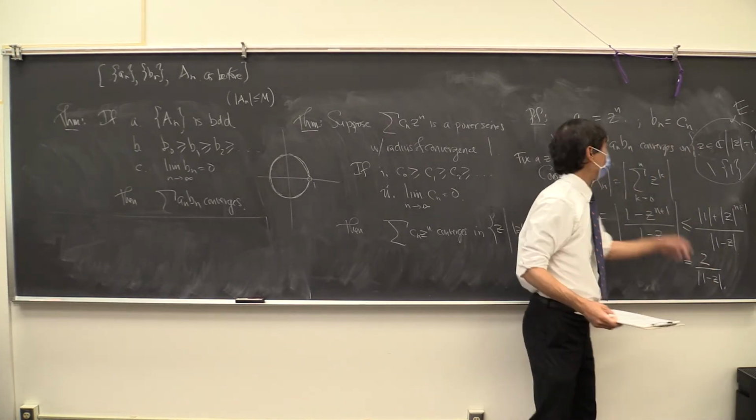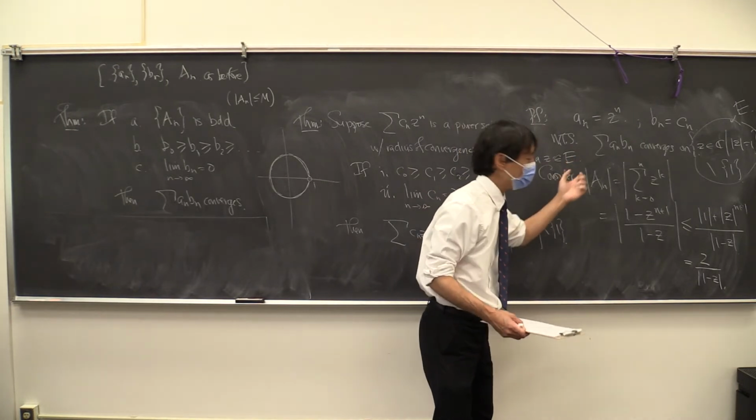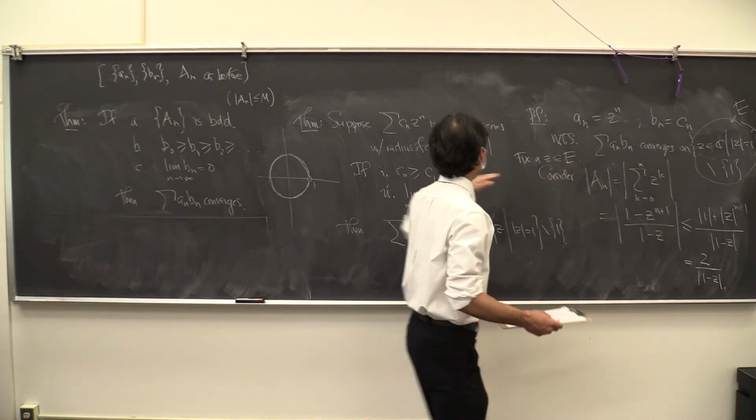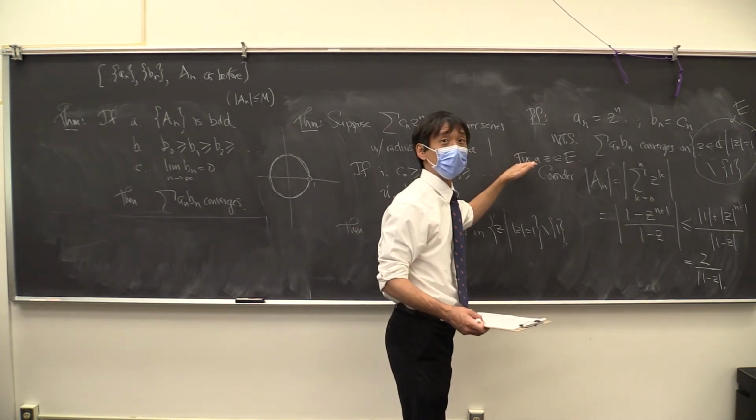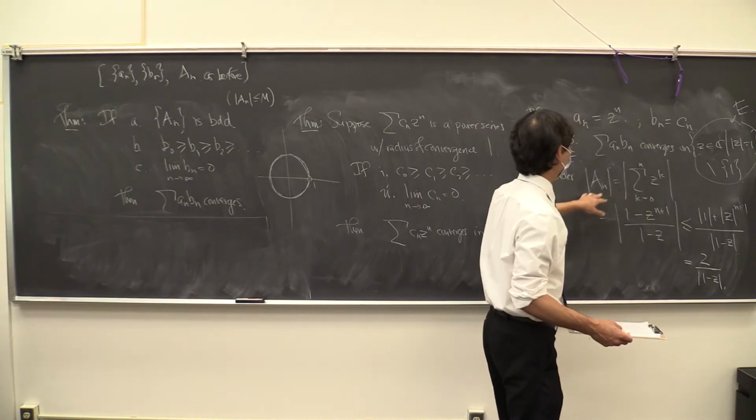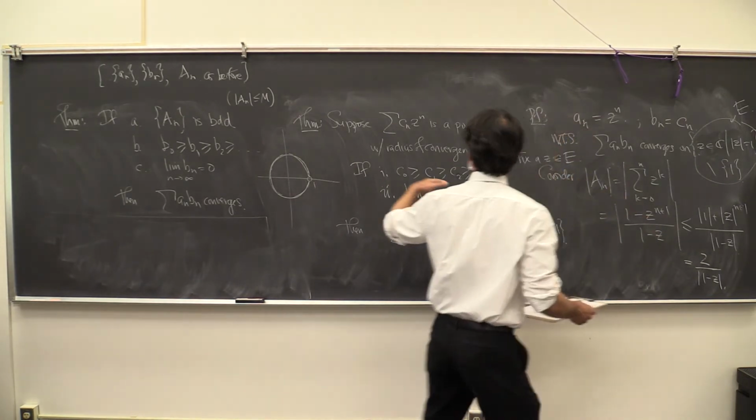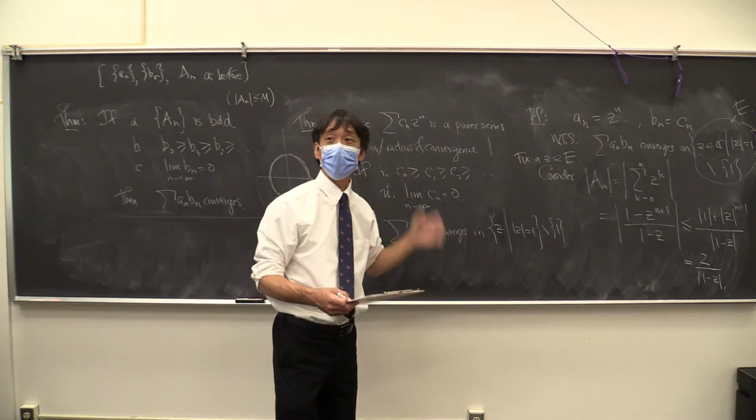z was a fixed point. We don't have to worry about z moving around. We're fixing a z and saying, does this power series converge for that z? And it does, because the a sub n's are bounded, but these guys are decreasing to 0, and we use the previous theorem.